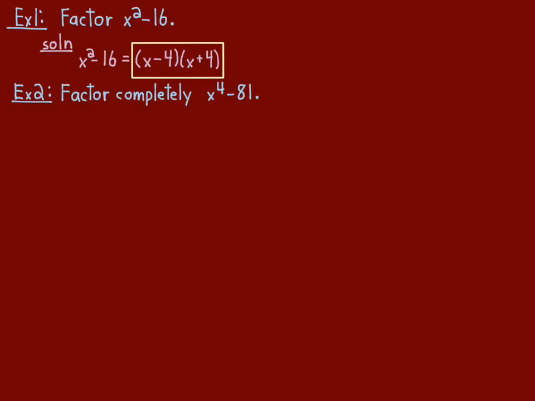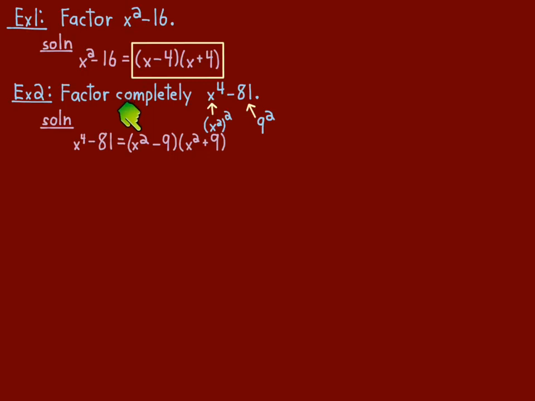X squared squared and 9 squared, which is 3 squared squared, but we'll just call it 9 squared. Right? So I'm going to get the conjugates of the things that are being squared. So I get x squared minus 9 and x squared plus 9. And double check it real quick. You don't want to go further if this is wrong.